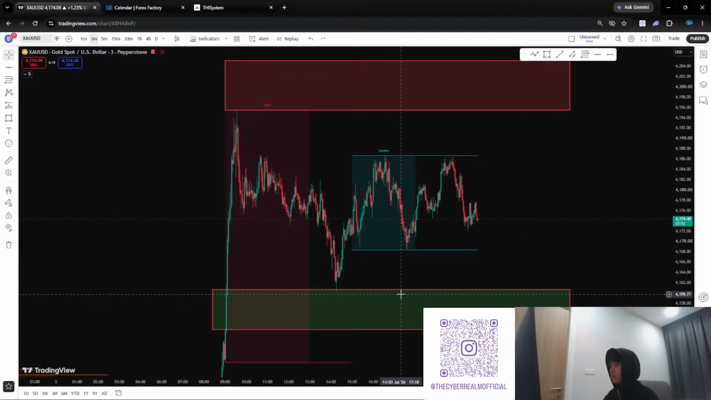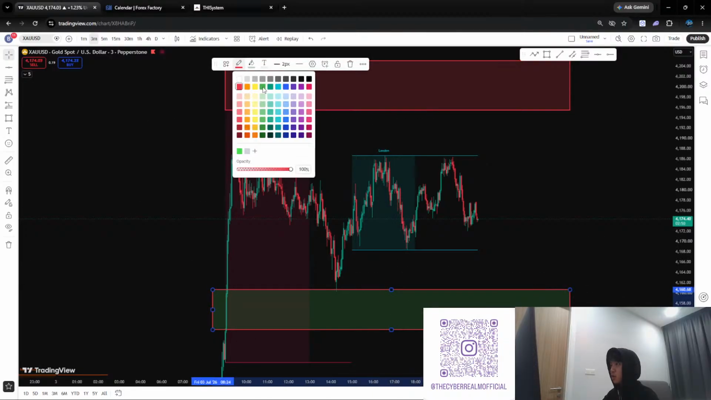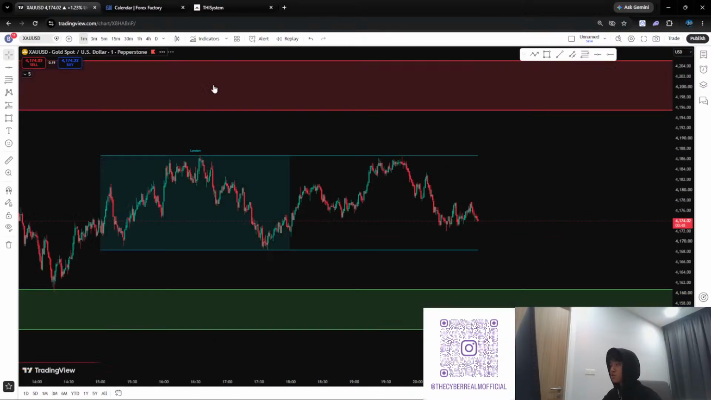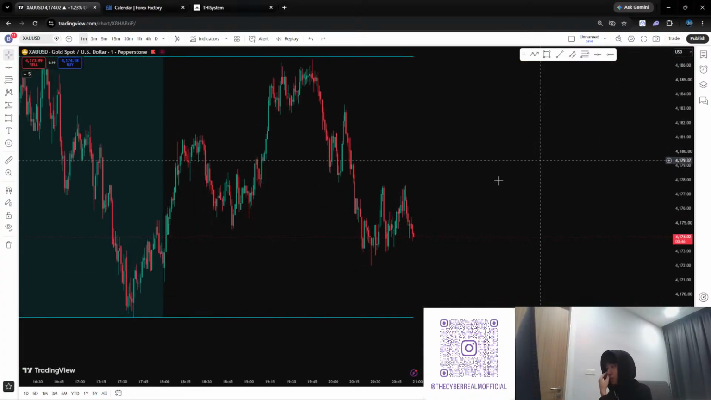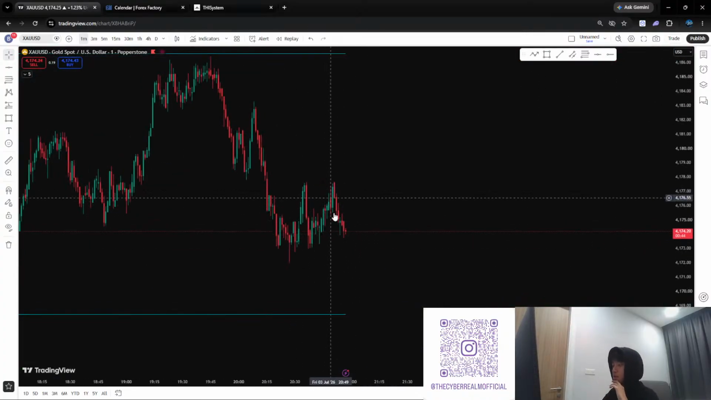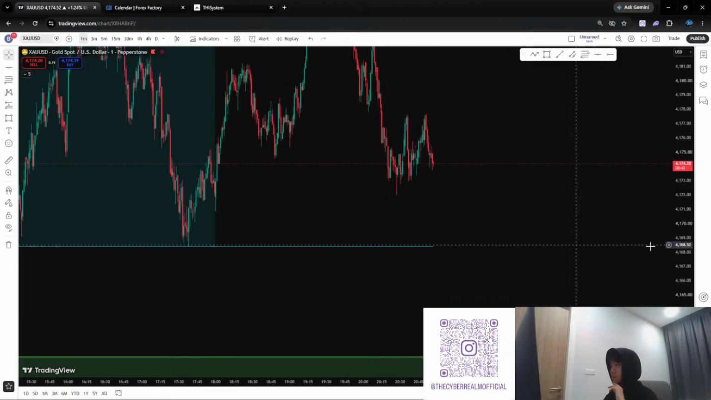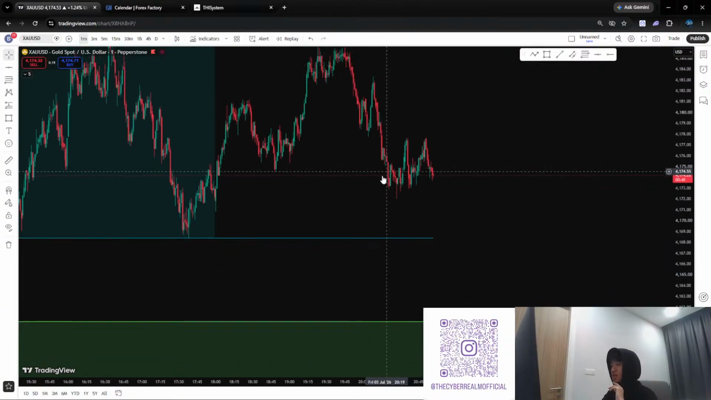So actually this 80 pip buy that I have just given is just a small scalping area only, because it's only 80 pips to 80 pips. If you guys want to hold that order, you guys can hold that order.